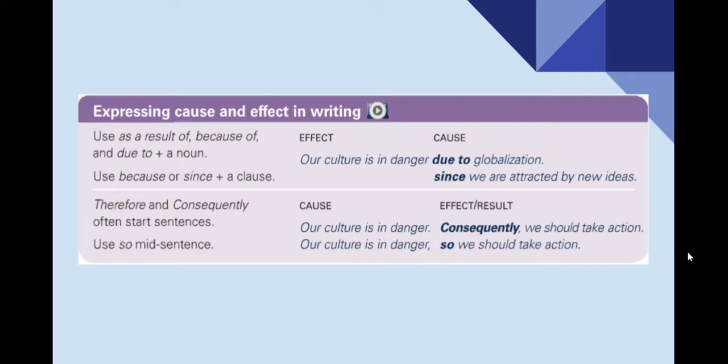Now, we could also start with the cause and then with the effect or result. When we do this, we can use therefore and consequently, but just make sure that you start a sentence with them. Our culture is in danger. Consequently, comma, or therefore, comma, we should take action. We could also use it in the same sentence, but we're going to use the word so in order to link both ideas. Our culture is in danger, comma, so we should take action. If you notice here, I am using the comma to separate both clauses.